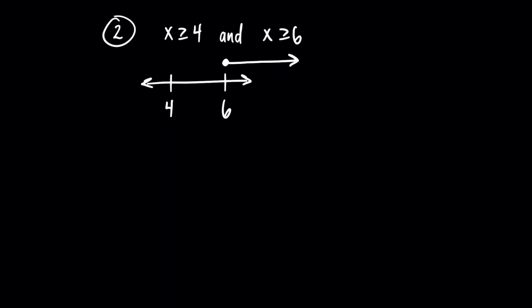Okay? How do we do that for interval notation? We would say including 6, so put a bracket, all the way up until we get to infinity. Always put a parenthesis for infinity. That right there is interval notation.